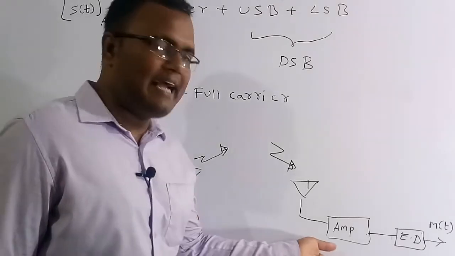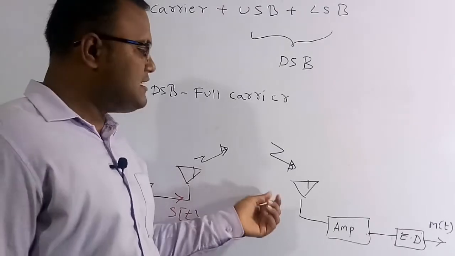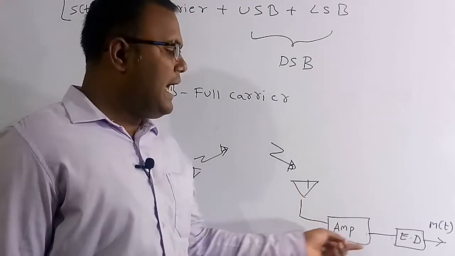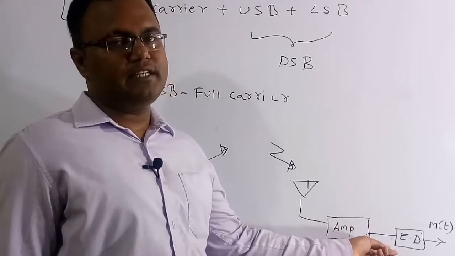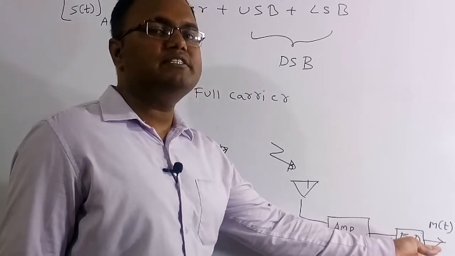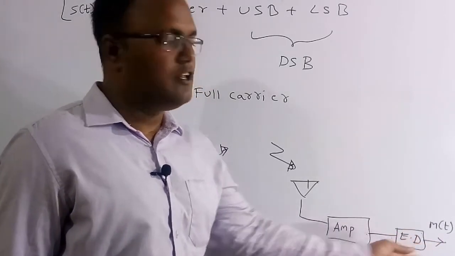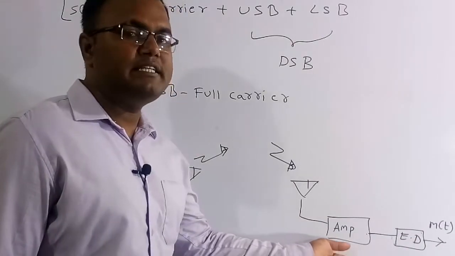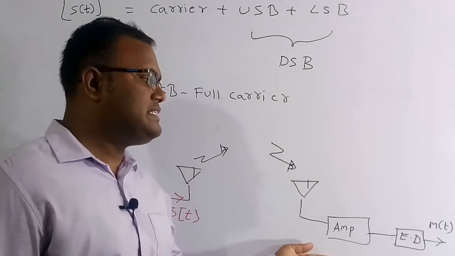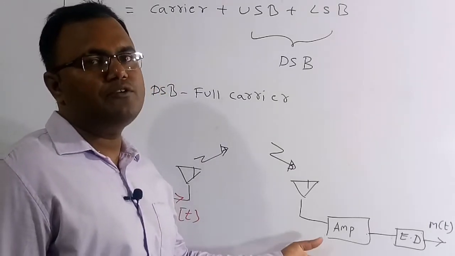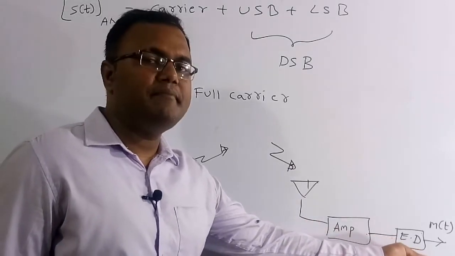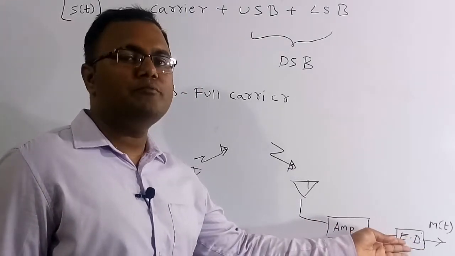At the receiver end there is an antenna. This receiver is going to sense the signal S of t, and after amplification we send it through the envelope detector. By sensing through the envelope detector, we get the original signal, which is nothing but the message signal. This is called demodulation, and the first one is called the modulation process, and the second one is called the demodulation process. So by the demodulation process, we get the message signal by using the envelope detector.